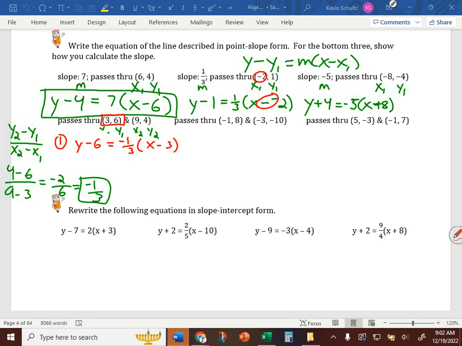If you use 9, 4, you could also have, as the second answer, y minus 4. Your slope won't change, because that's constant, regardless of which ordered pair you pick from the line. But then x minus 9. Right? So either ordered pair works. Either answer would be considered correct on a test, because you are using the slope and a specific ordered pair from the line to find it.